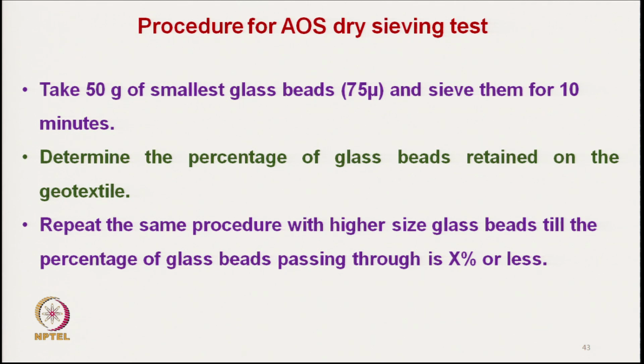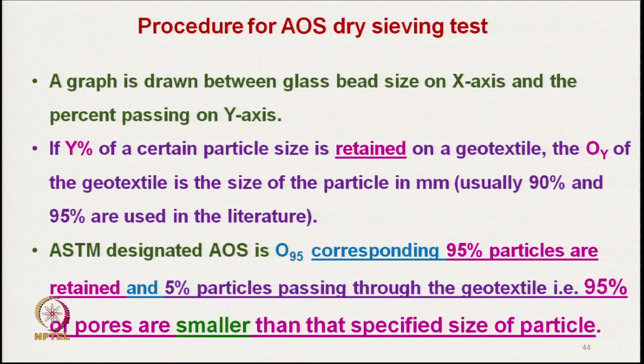Suppose at 75 micron all the glass beads are passing through the geotextile. So, that will not give us the actual idea. So, we have to use the next little bit larger size. In this way we will keep on repeating. Then we will get a plot between the bead size on x axis and percent passing on y axis.